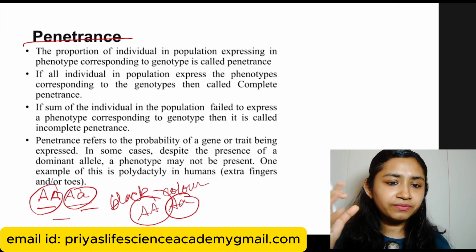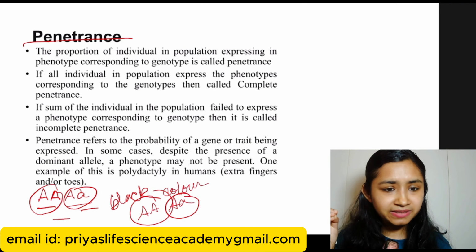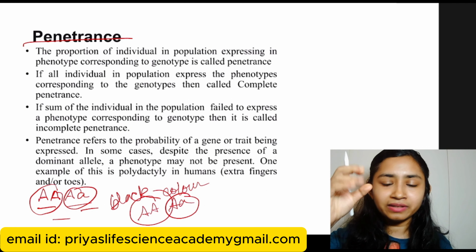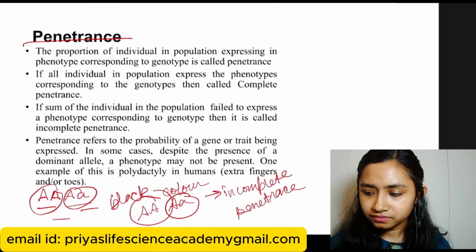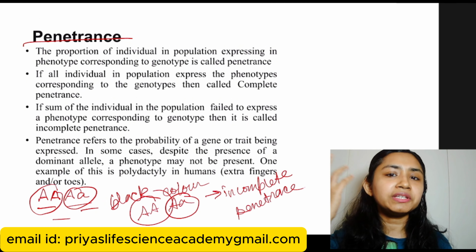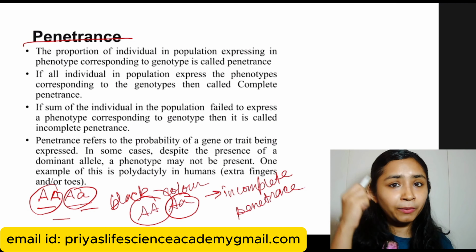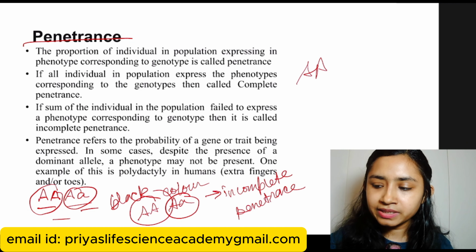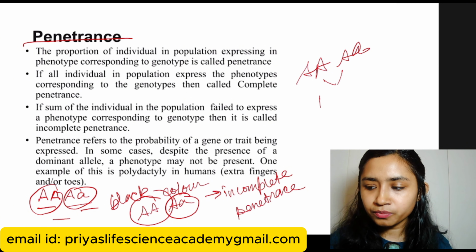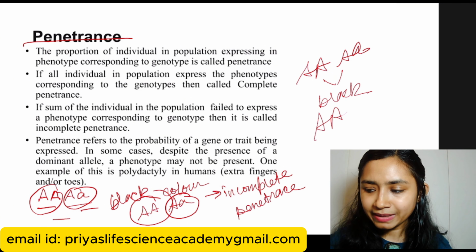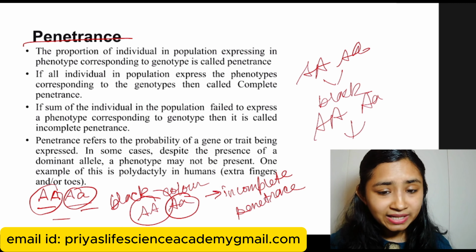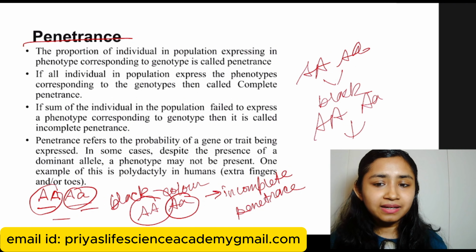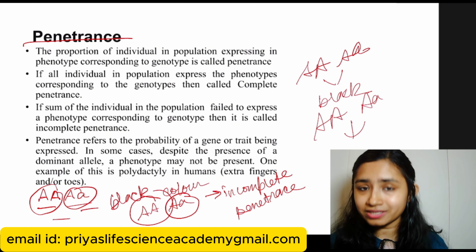So, if some of the individuals in the population fail to express a phenotype corresponding to a genotype, it is called incomplete penetrance. So, this is the case of incomplete penetrance. Because you have that genotype, but you are not expressing the phenotype the genotype was supposed to produce. So capital A or capital A small a is supposed to produce black color, but in spite of having that same genotype, the individuals are not producing that black color. So it is known as incomplete penetrance because the characteristic features are not completely penetrated in spite of having the genotype.